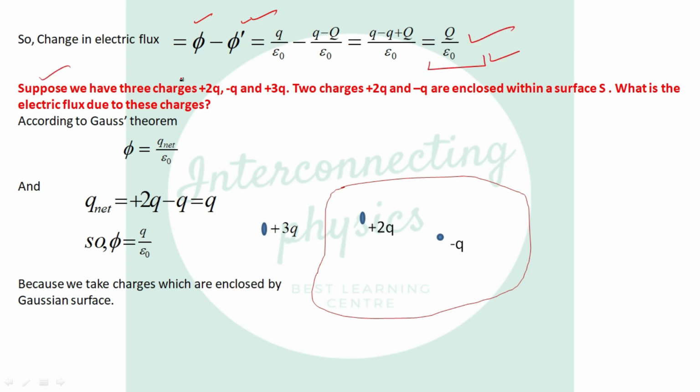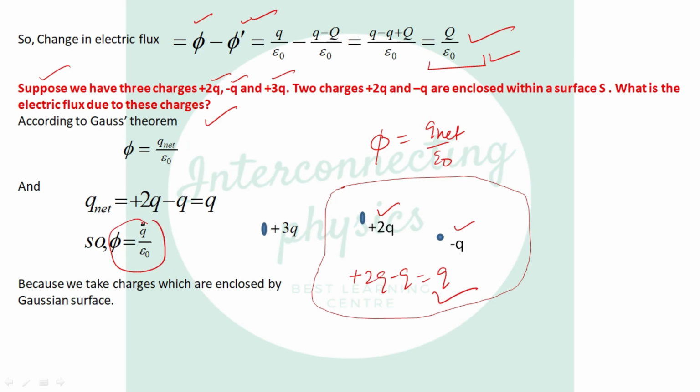Now suppose we have three charges given: plus 2q, minus q, and plus 3q. Two charges are enclosed within the surface, that is plus 2q and minus q, and plus 3q is outside the Gaussian surface. So what is the electric flux due to these charges? It is determined by the net charge enclosed by the Gaussian surface, which is 2q minus q, which is q. So the net electric flux will be q over epsilon naught, because we take only the charges enclosed by the Gaussian surface. We don't bother about the charges outside the surface.